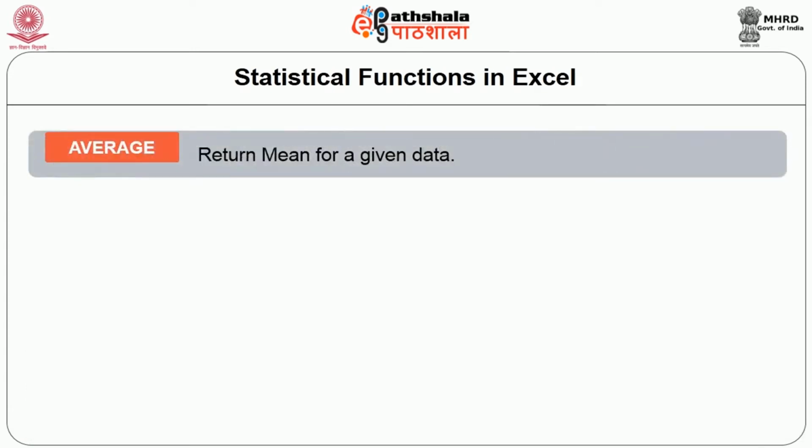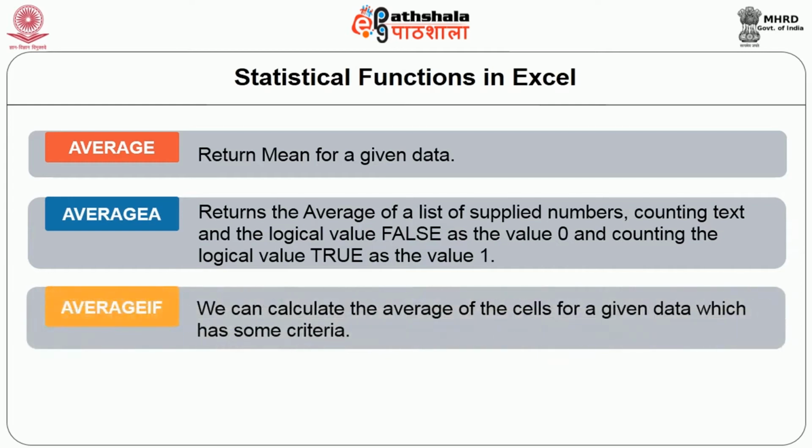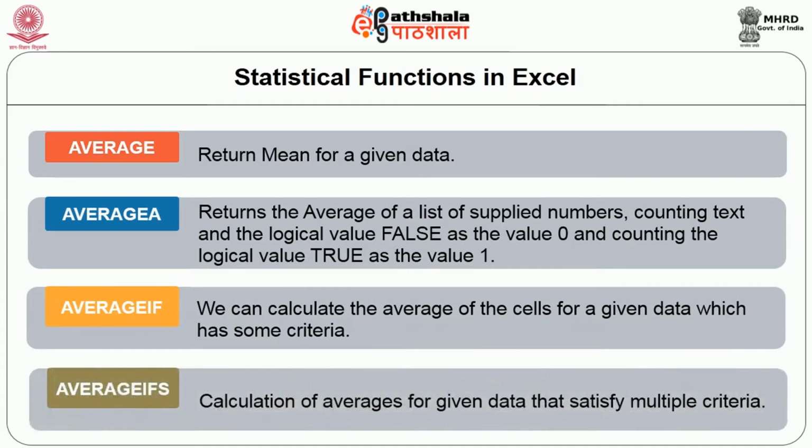Averages. AVERAGE will return the mean for a given data. AVERAGEA returns the average of a list of supplied numbers, counting text and the logical value FALSE as the value 0 and counting the logical value TRUE as the value 1. AVERAGEIF: we can calculate the average of the cells for a given data which has some criteria. AVERAGEIFS: calculation of averages for given data that satisfy multiple criteria.